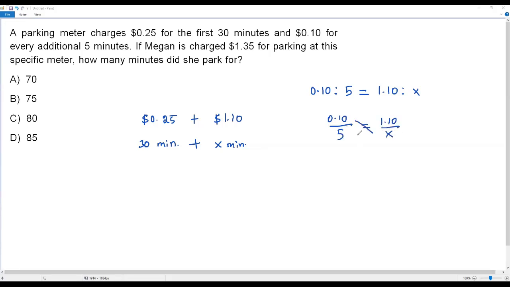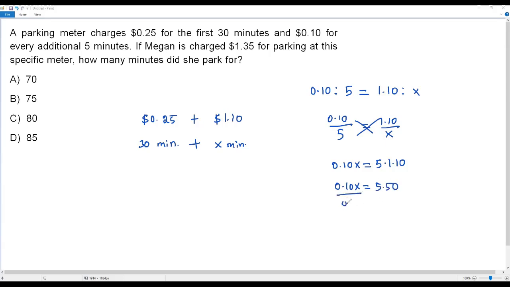Now we can do cross multiplication. The numerator over here, 0.10, has to be multiplied by this denominator X. Then I'm getting 0.10x, and this numerator 1.10 has to be multiplied by this denominator. Then I'm getting 5 times 1.10. Then 0.10x equals, when I multiply 1.10 by 5, I'm getting 5.50.